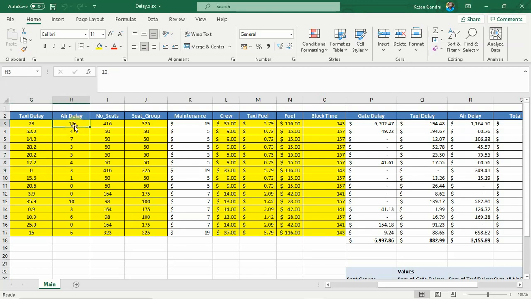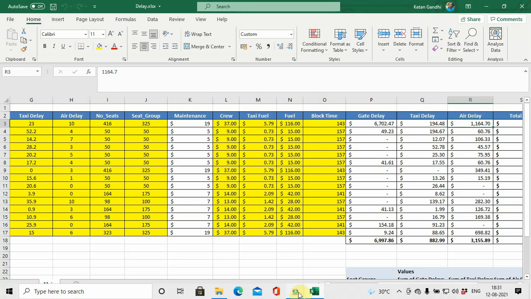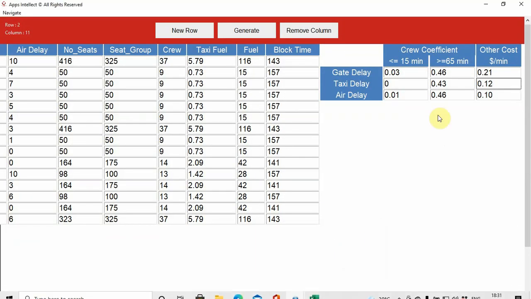Now let's look at the air delay, which was 10 minutes, 4 minutes, 7 minutes, and so on and so forth. We are looking at the first example, so we'll look at the air delay here. So for air delay, we'll go back and look at the coefficients. Air delay 0.01 for the crew coefficient, 0.046, 0.46 for the greater than 65 minutes, and the other cost is 0.14.